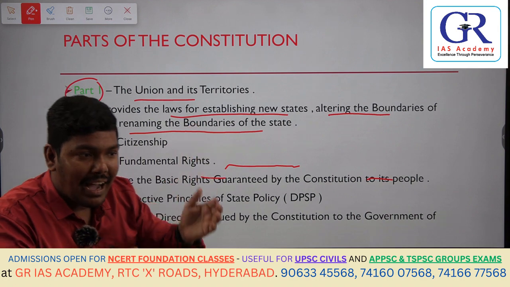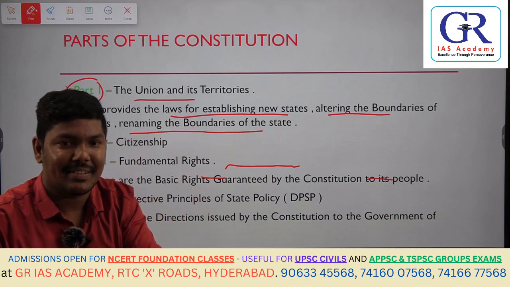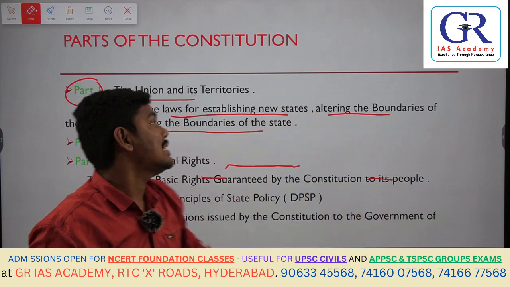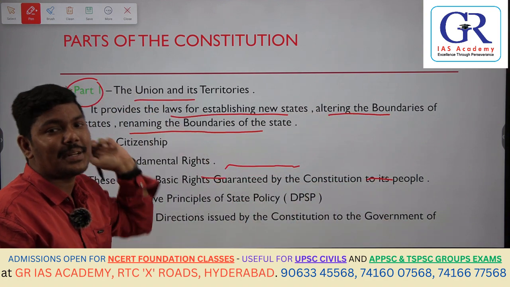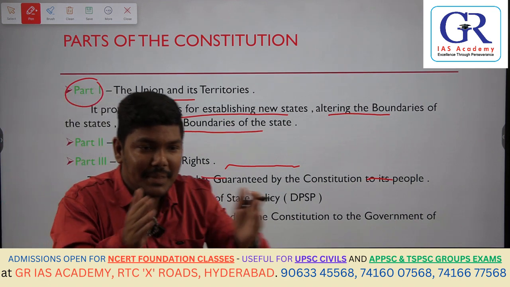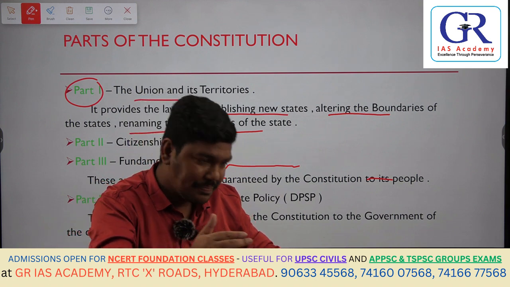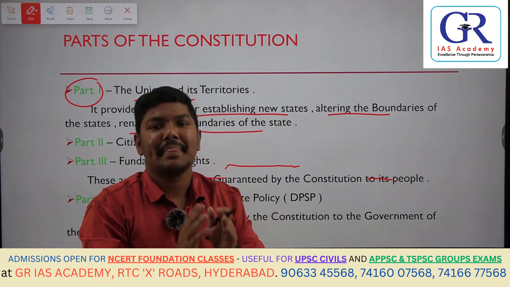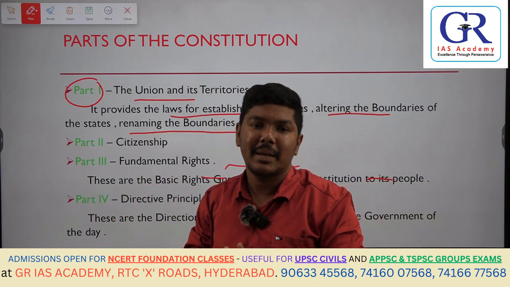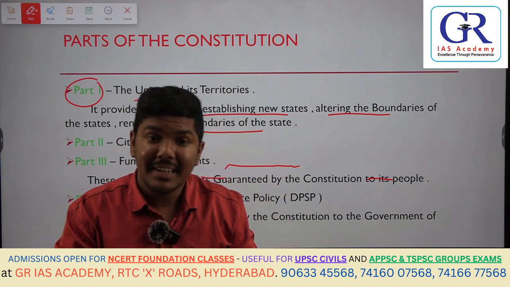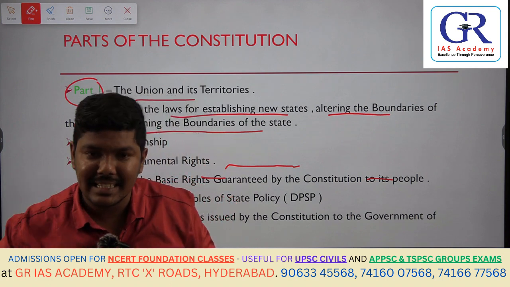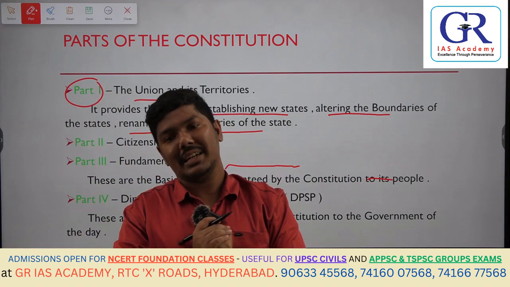Once that resolution is passed by the state legislative assembly, it has to go to the Parliament, and Parliament has to make the changes. While making changes, it uses the law mentioned under Part 1. So Part 1 clearly mentions how to rename a state and how to change the boundaries of a state. For example, the Jammu and Kashmir Reorganisation Act 2019. Once upon a time it was a state, but now it is two union territories: Jammu and Kashmir with a legislative assembly, and Ladakh without a legislative assembly.